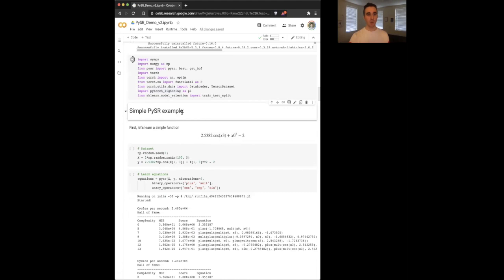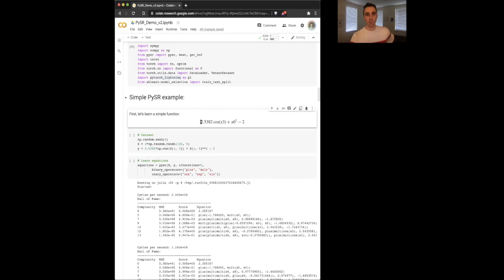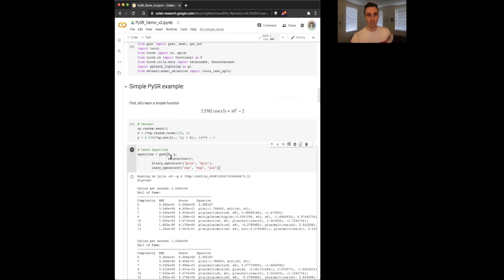So for the first example, let's learn some simple function: a constant times cosine of x3 plus x0 squared minus 2. So let's generate maybe 100 data points, 5 features each, and then we'll just write out our function. So this is the PySR call syntax. You pass in your NumPy array as 100 rows, 5 features each. You can also pass in a pandas data frame, and then your desired output. In this case, it can only fit one dimension as output right now, so this has to be a 1D array.